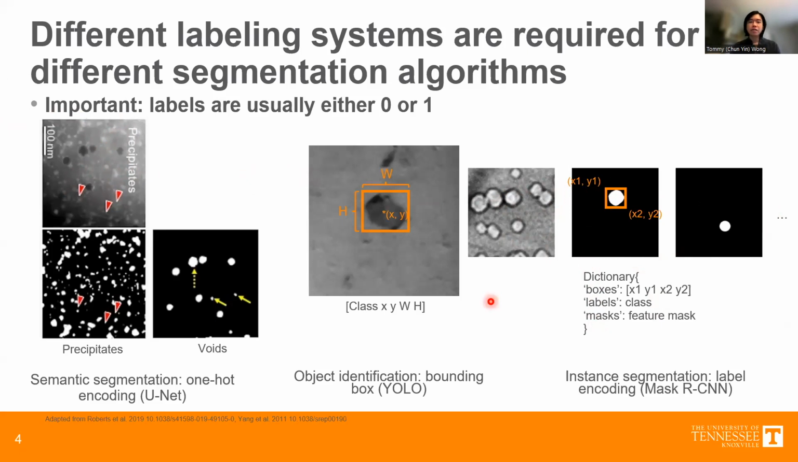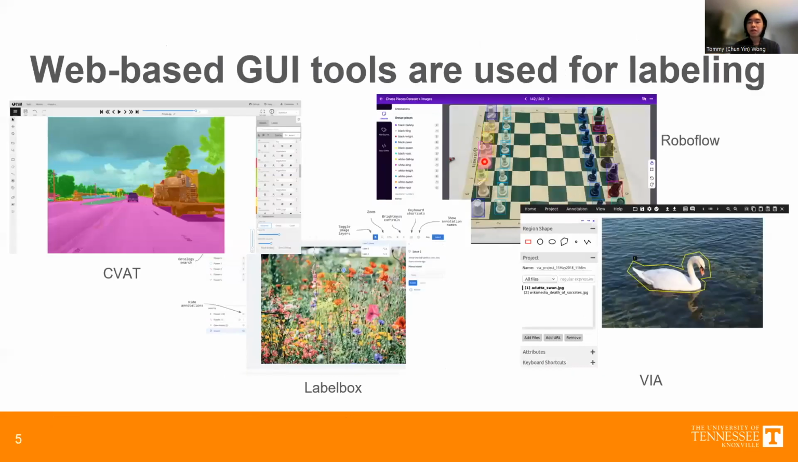So that's why it's important to keep in mind the different labeling schemes that we need to apply for different architectures, because they're slightly different, but it's easy to use a graphical user interface, typically web-based, to generate all these labels and convert between one another. I'm going to show you a little bit in a few slides. So there are a lot of these tools out there.